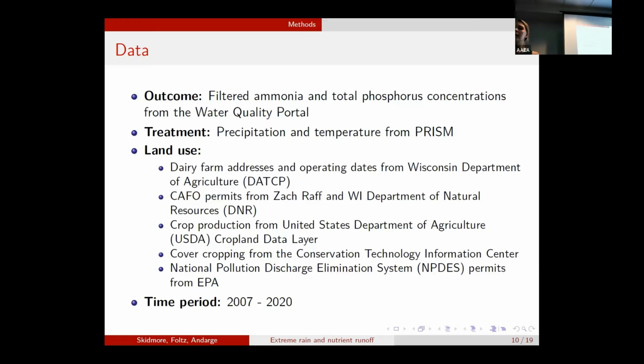Our treatment data comes from PRISM. So we look at precipitation as our main treatment data. We do, though, include temperature, because if you're including one climate variable, it's best practices to throw the rest in.